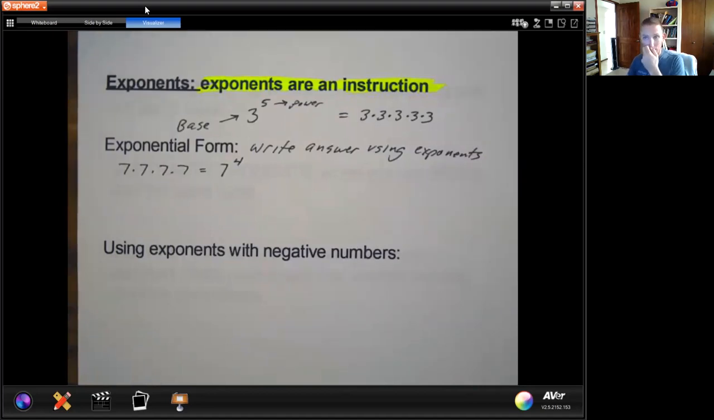Now, we could evaluate that. We could finish it and multiply it out. But when it says write in exponential form, that's all they want you to do.